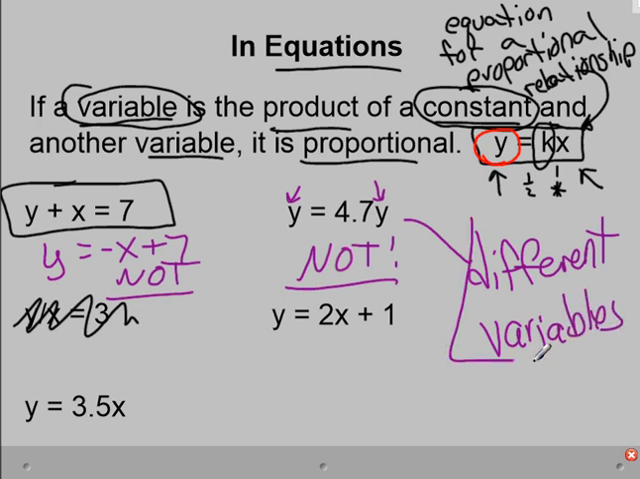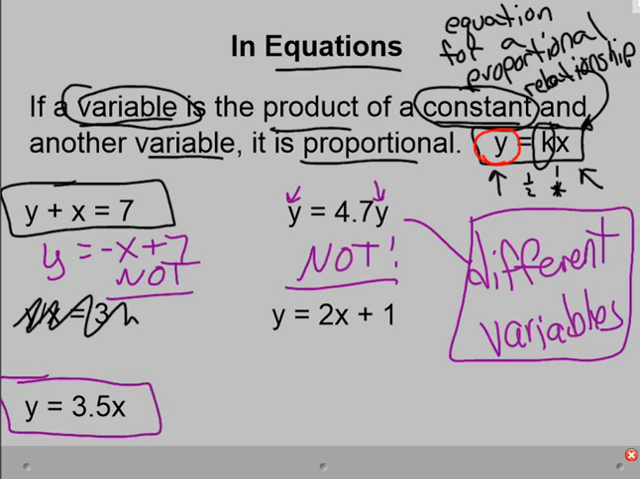There's actually only one equation on this page that is proportional, and that's this one right here. y equals 3.5 times x. Two different variables and a constant. Okay?